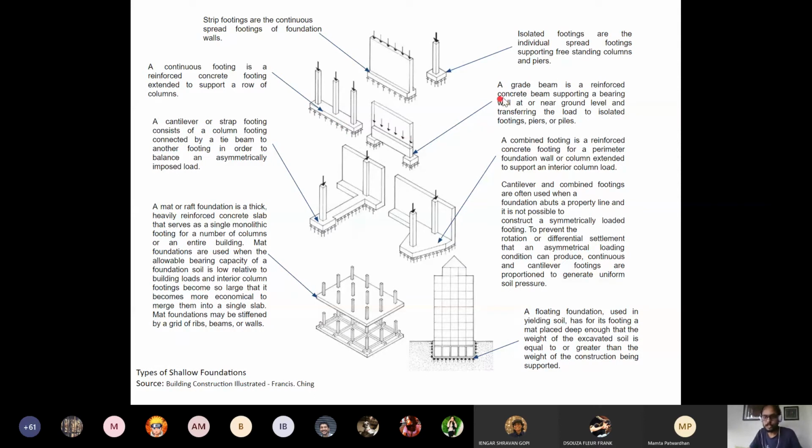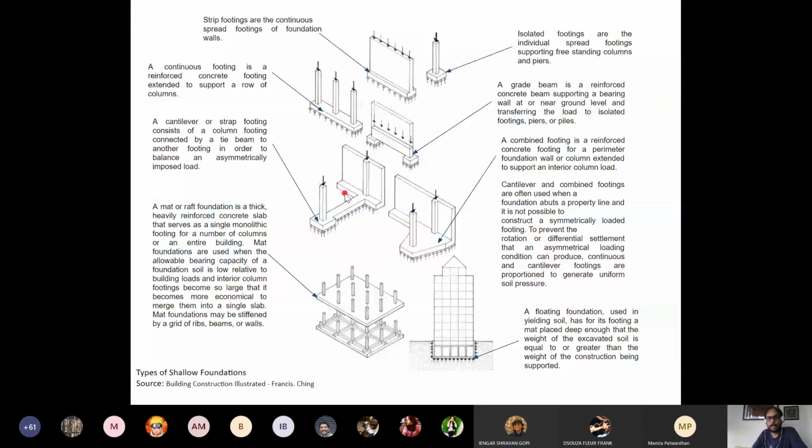The next is what is called a grade beam. This is a reinforced concrete beam supporting a bearing wall near ground level and transferring the load to isolated footing piers. Here is an example of a cantilever or strap footing, which consists of a column footing connected by a tie beam to another footing, in order to balance the asymmetrically imposed load.